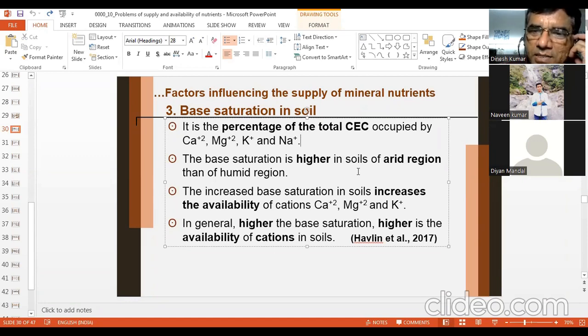Number 1, the base saturation is higher in soils of arid regions than of humid regions, because in humid regions these bases have been washed down. This calcium and magnesium, and soils are mostly acidic. The increased base saturation in soils increases the availability of cations like calcium, magnesium, and potassium. In general, the higher the base saturation, the higher is the availability of cations in soil.